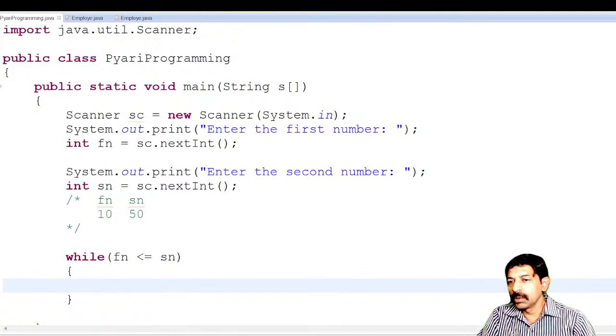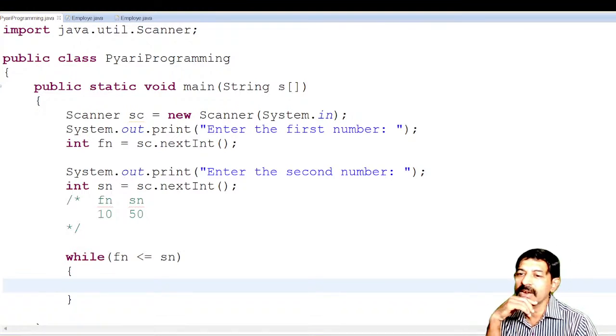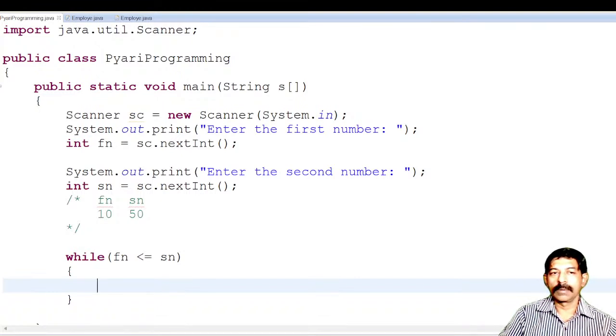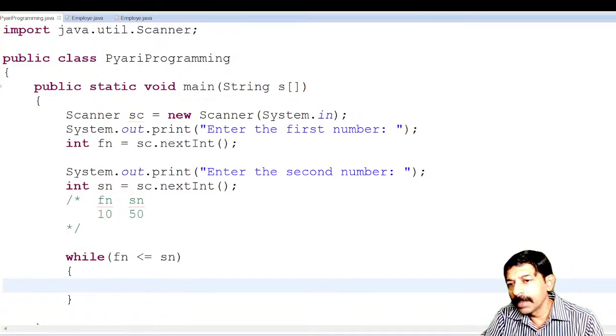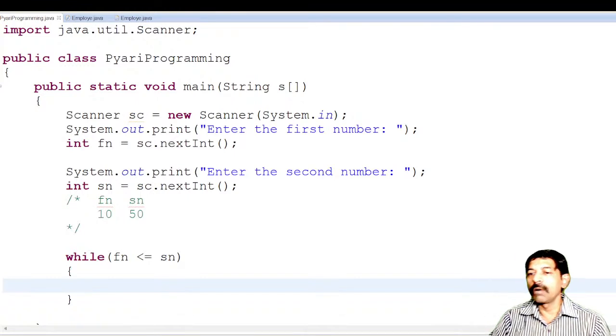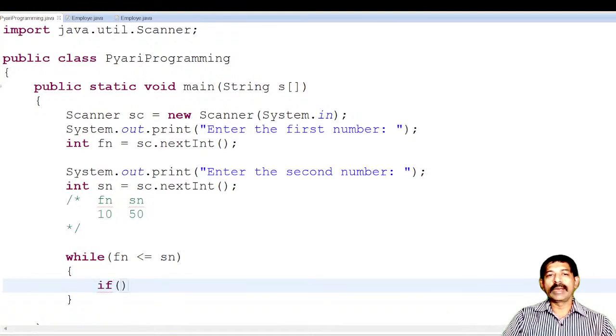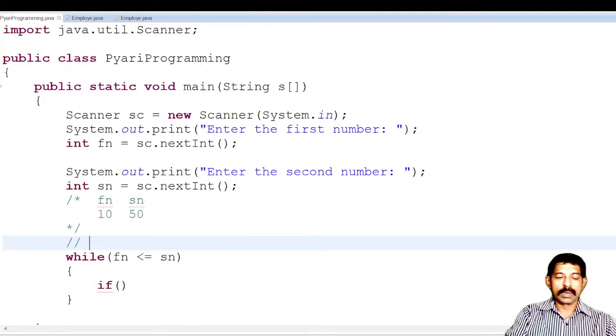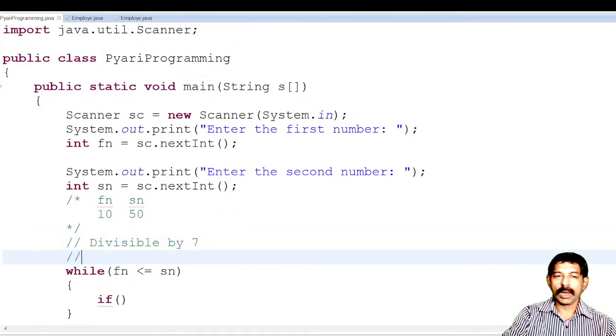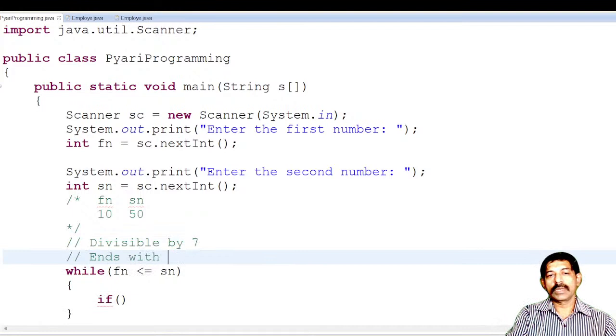Uma, I could not understand what you mean by N variable. Tilak, on Fn, good. So what will be the condition? Yes, given by Tilak, okay. Now, first of all, we have to check if the number is a bus number: divisible by 7, and the next one is ends with 7. So first of all, we'll apply divisible by 7.